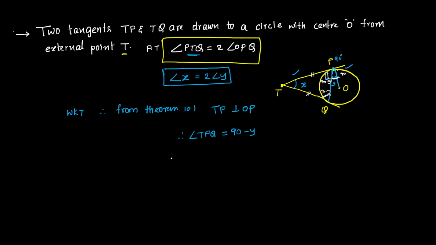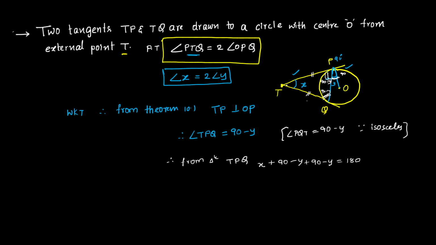Now from triangle TPQ, angle X plus 90 minus y plus this will also be 90 minus y should be equal to 180, because the sum of angles in a triangle is always equal to 180. I'll write this reason. Angle PQT is also equal to 90 minus y because isosceles. Okay, now in triangle TPQ all the three angles will become 180.